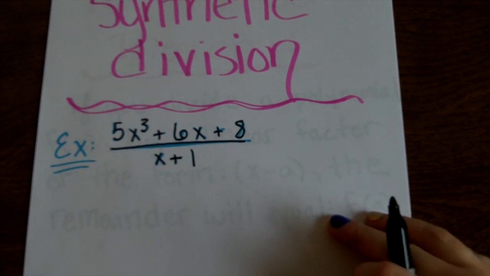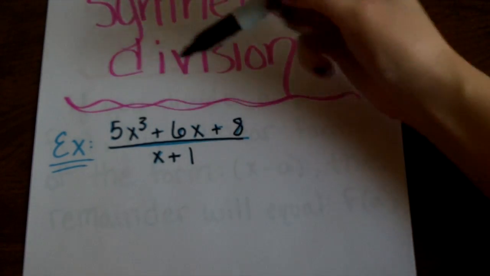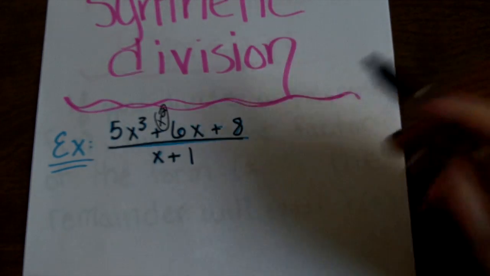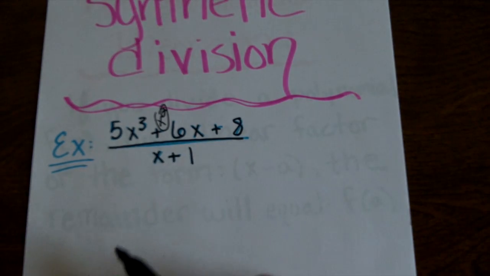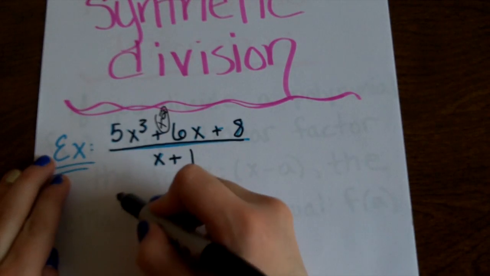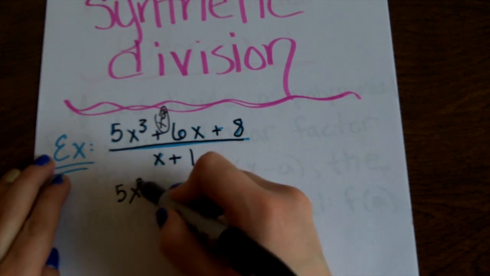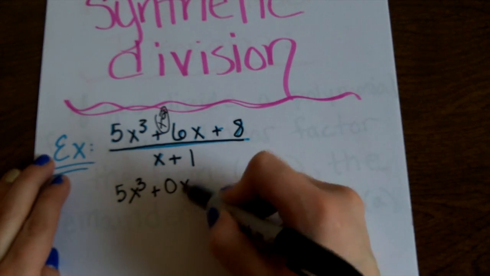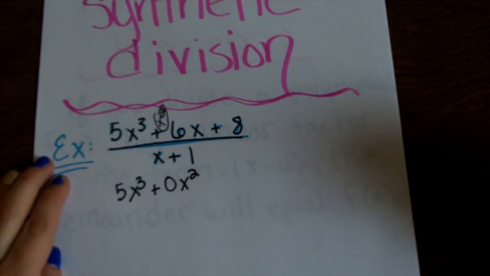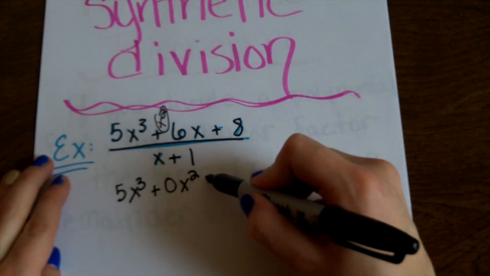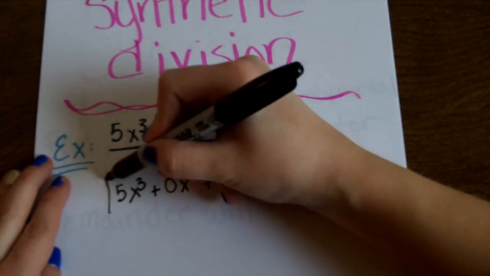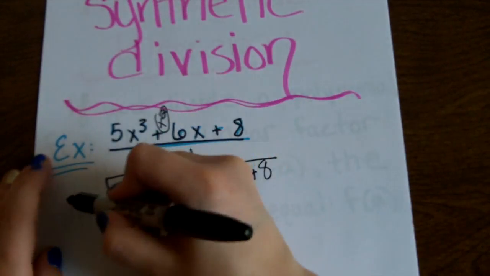Now, if we remember from last class, we need to note that there is not an x squared here, so we're going to rewrite the problem and write an x squared in the equation in order to do our synthetic division. So what we're going to have is 5x cubed plus 0x squared, because 0 times x squared is going to equal 0, just like our original equation, plus 6x plus 8, all divided by x plus 1.